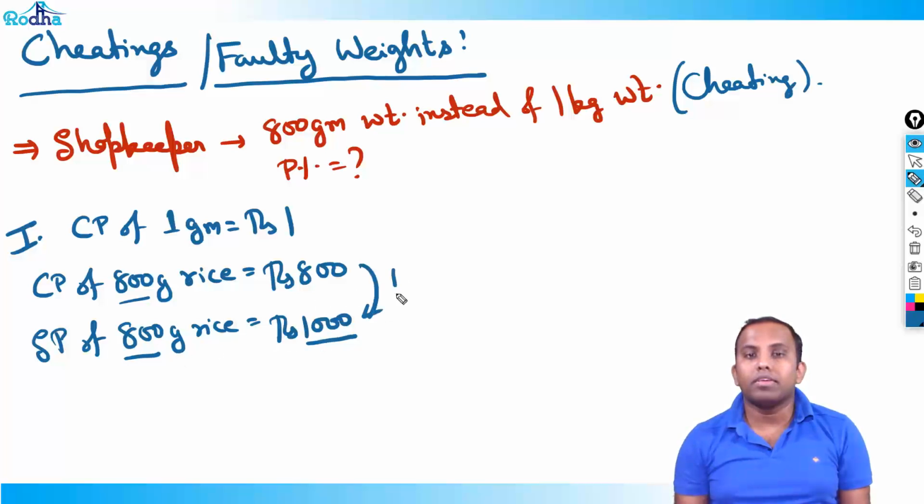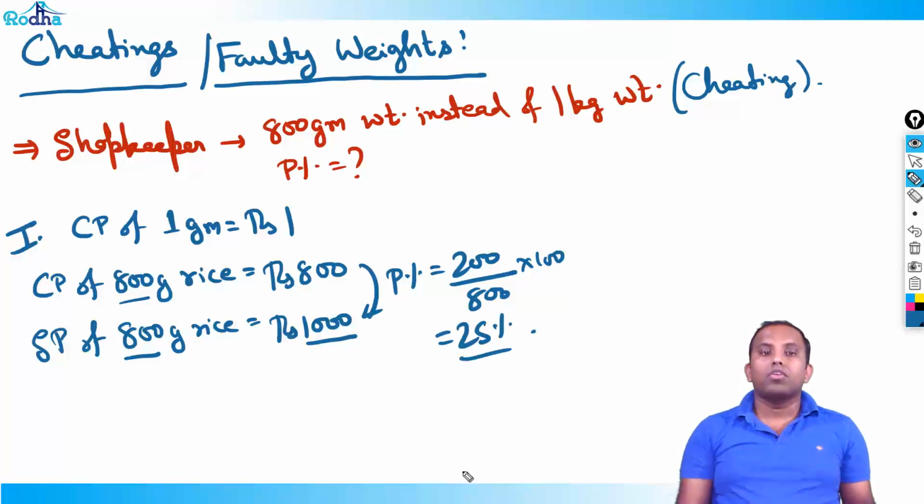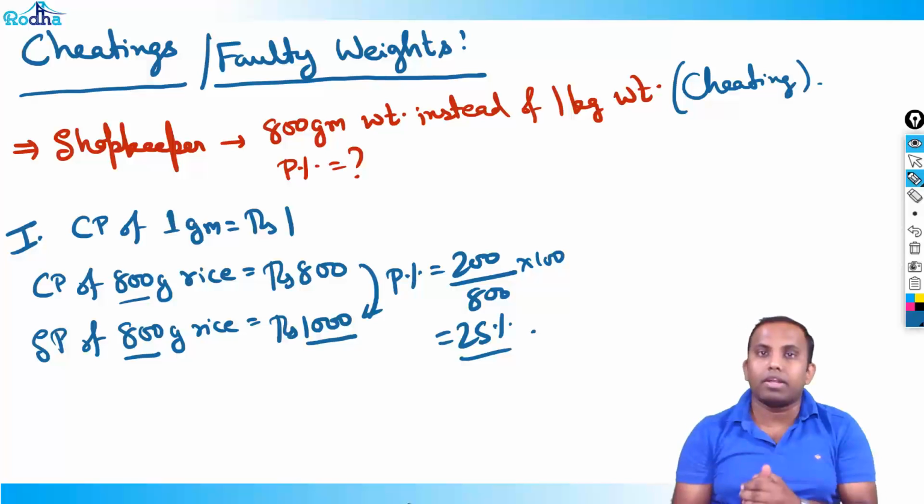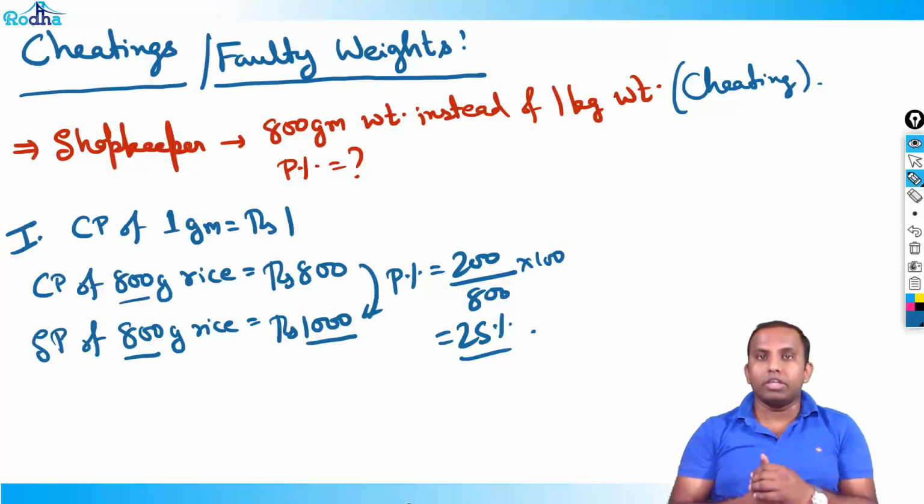So what is the profit percentage here? 200 upon 800, right? Profit is always on cost price. That is 1 by 4, that is 25%. So the SP of 800 gram rice. So when he's selling 800 gram rice to the customer, I don't know he's cheating.